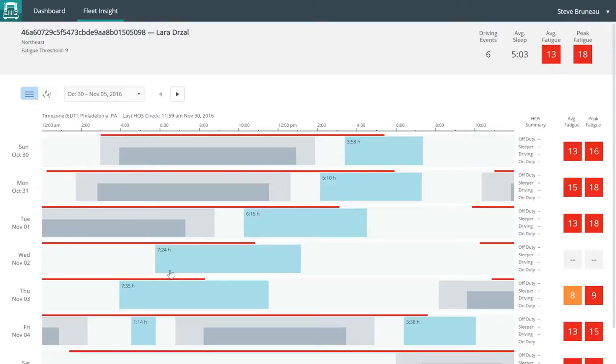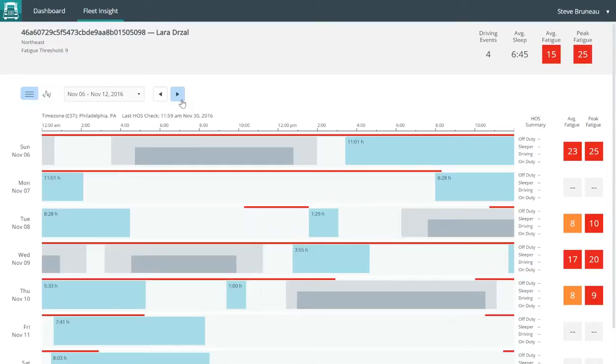And like jet lag, when you fly across multiple time zones, that would have an effect on the fatigue as your body tries to keep up with that. And I can look week by week. I can step through this to see how did that change, and you can see this is quite a bit different than the prior week.